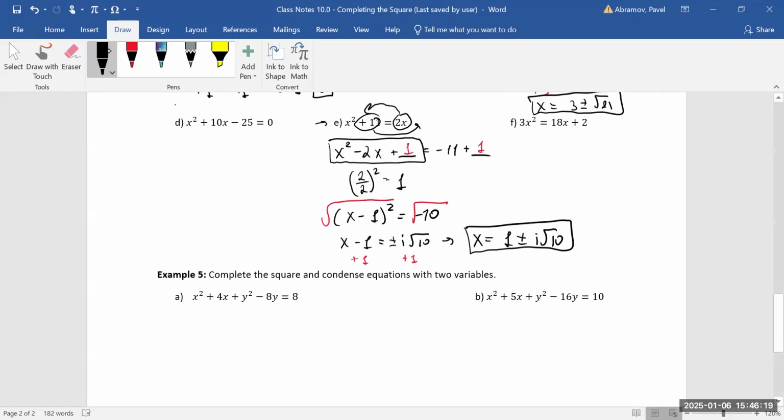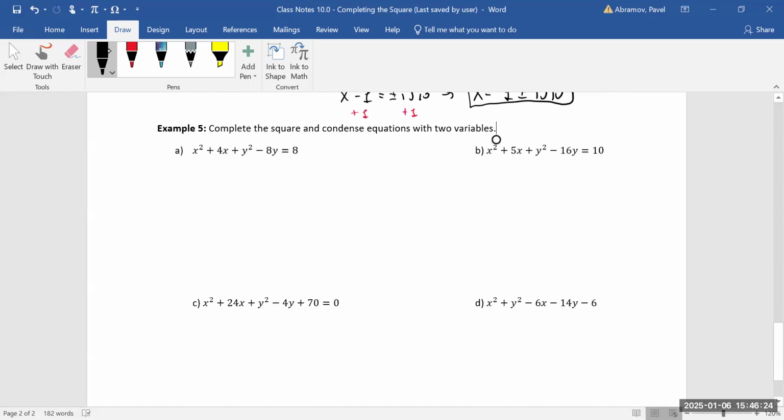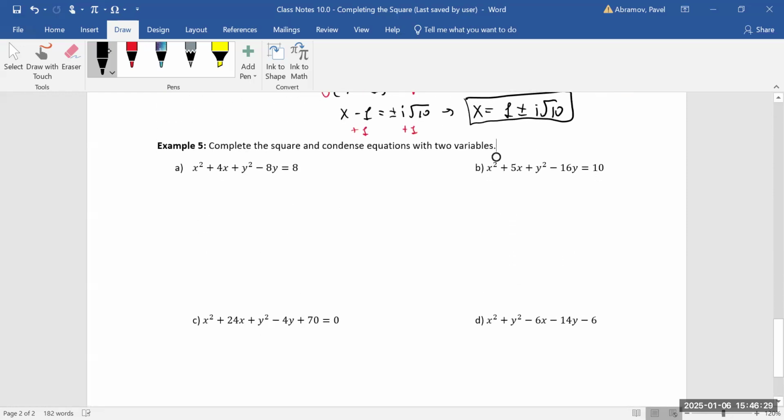Okay, so the last thing that we are going to discuss is how to complete the square when you have two variables, x's and y's. So we'll do some of these examples. When we do this, we're basically going to complete the square separately for x's and y's. So first of all, I will rewrite this as x squared plus 4x plus the blank space for the x's, and then y squared minus 8y plus the blank space for the y's equals 8. But notice that we're going to be adding two numbers on the left side, so on the right side, we also will have to add the same two numbers.